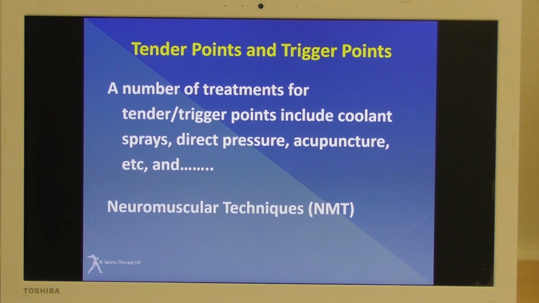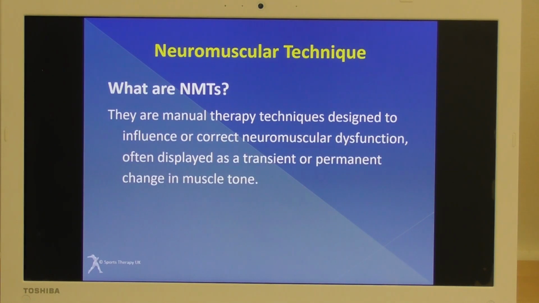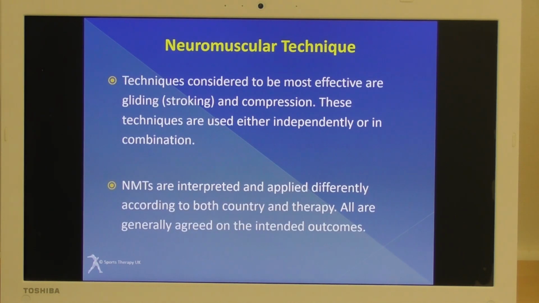The number of treatments of trigger points include coolant sprays, direct pressure, acupuncture, etc. But what we're going to be talking about now are neuromuscular techniques, so NMTs. What are NMTs? They are manual therapy techniques designed to influence or correct neuromuscular dysfunction, often displayed as a transient or permanent change in muscle tone. So some of your clients may be complaining of the muscle tone coming and going. Sometimes it's there, sometimes it's not, or sometimes they complain of a permanent tone change.